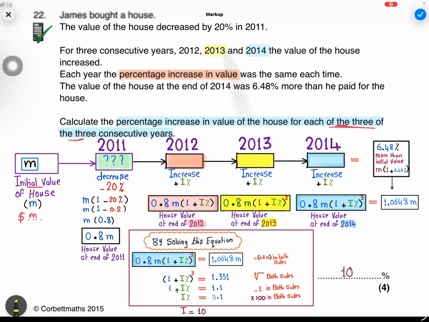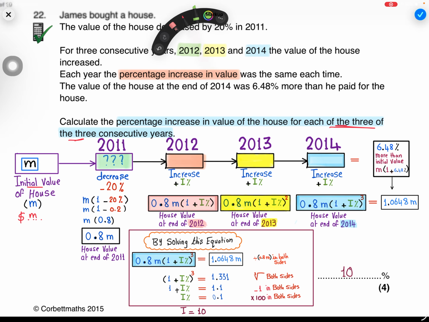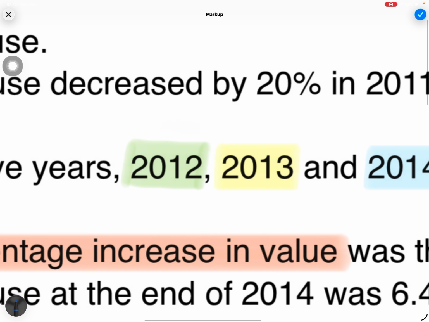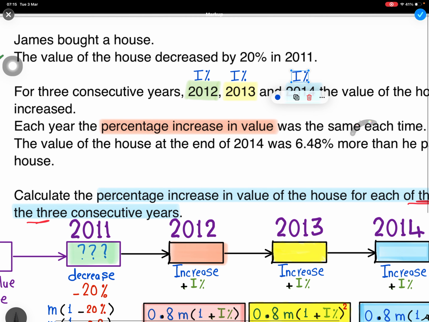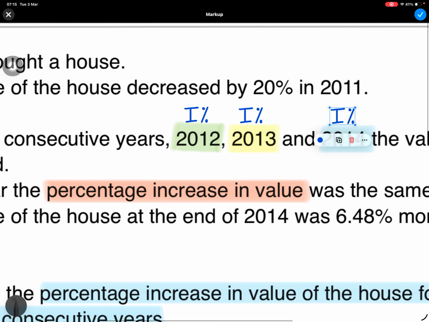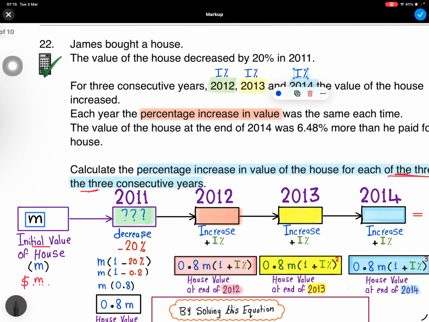Okay, now we have the 3 years with the same amount of increase. Let's name the rate of increase, the percentage of increase in each of them, I%. This is also unknown. This is what's required to find out. So the requirement here is to find the increase in percentage of each year of 2012, 2013 and 2014, which is a constant percentage of increase.